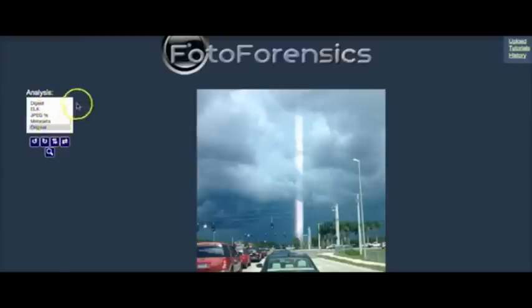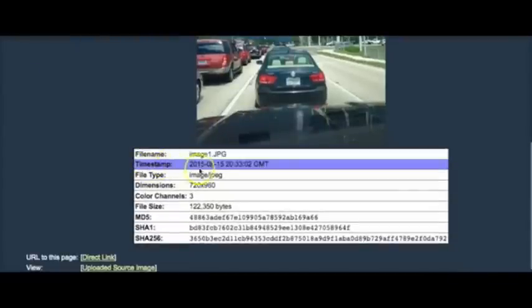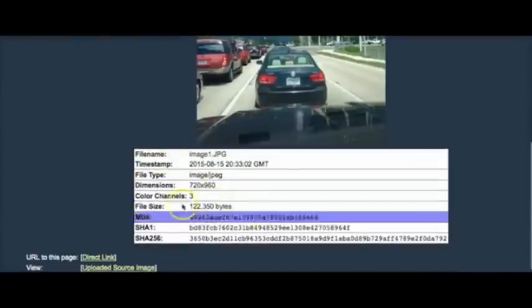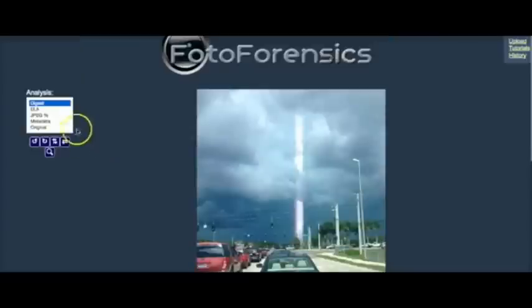So let's go through this image here. Here's the digest of the image. It's a JPEG, 815, so on and so forth. And there's file size, whatever. Anyways, ELA, error level analysis.